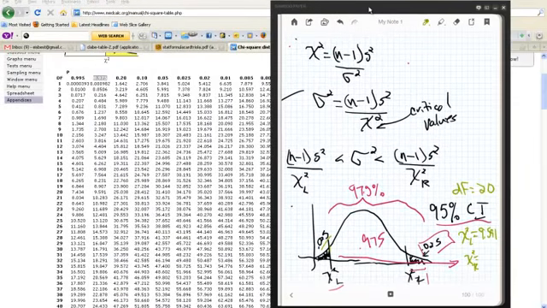Now you may say, wow, Ripley, those are some big numbers. 34.170. I'll just write it as 34.17. Why are these so big? Well, we're talking about variance, right? Variance is a value squared. So if you've got a standard deviation that's greater than 1, then when you square it, you're going to get a bigger number. That's why these numbers are so huge.